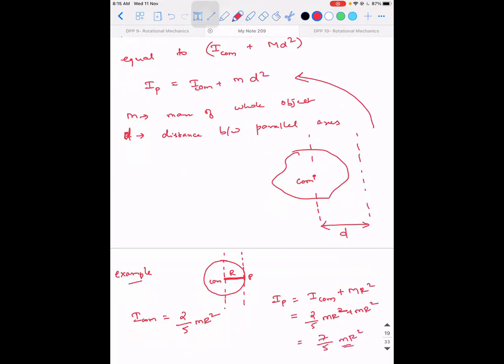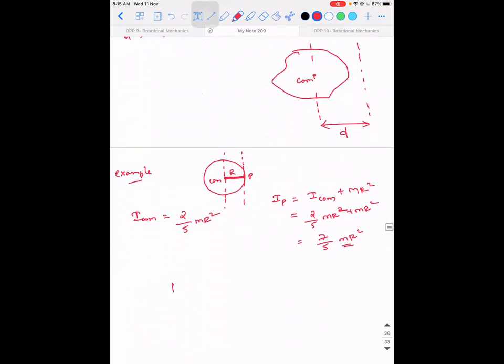So are you able to understand? Yes, sir. Similarly, you guys find the moment of inertia of a rod about any axis perpendicular to the rod at a distance of d by 4 from the center. So I want you to find the moment of inertia about point P.